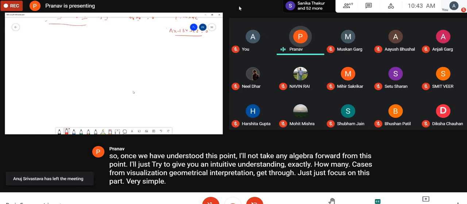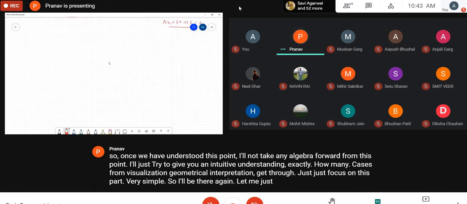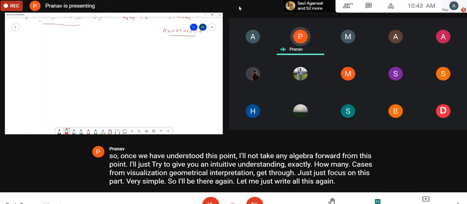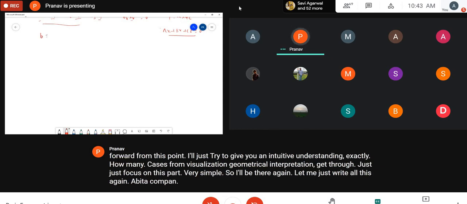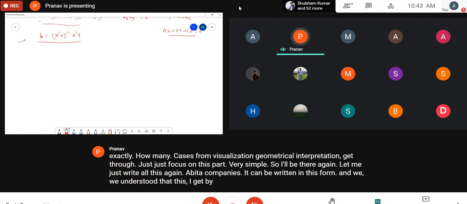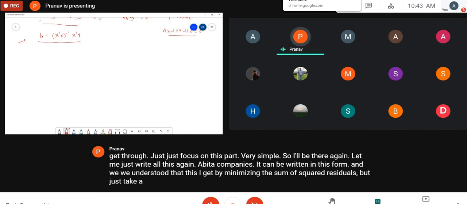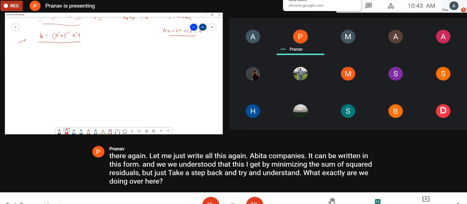So अभी तक हमने क्या देखा? Let me just write all this again. अभी तक हमने देखा कि हमारा जो B है, that is OLS estimators, it can be written in this form. And we understood that this I get by minimizing the sum of squared residuals. But just take a step back and try and understand what exactly are we doing over here. Why are we doing this?